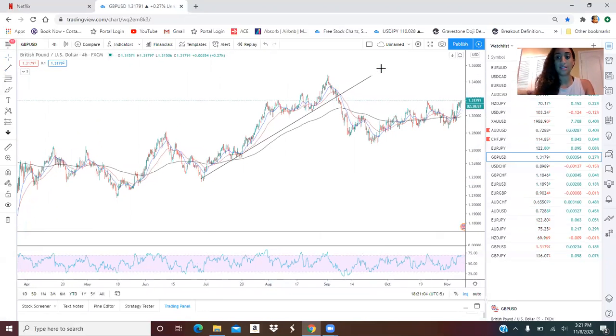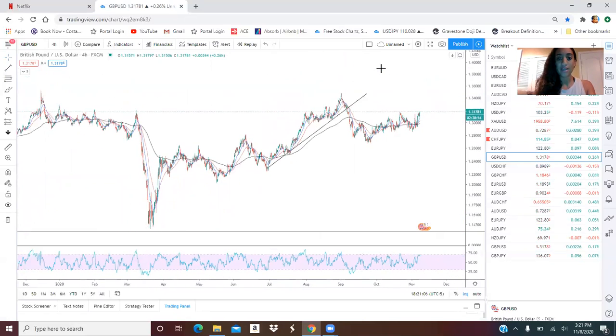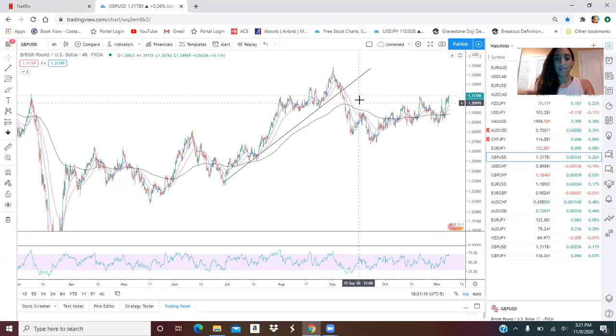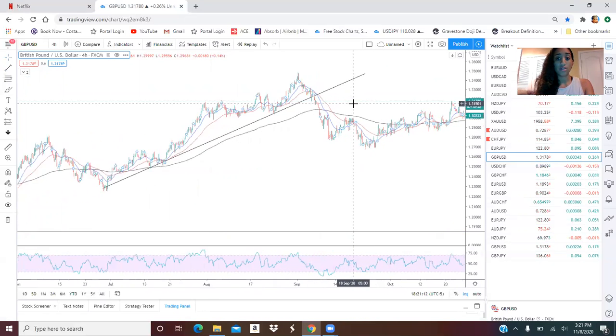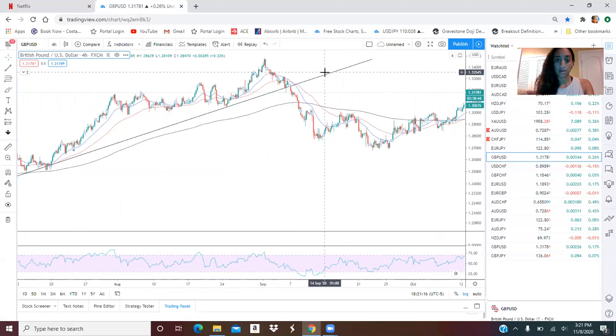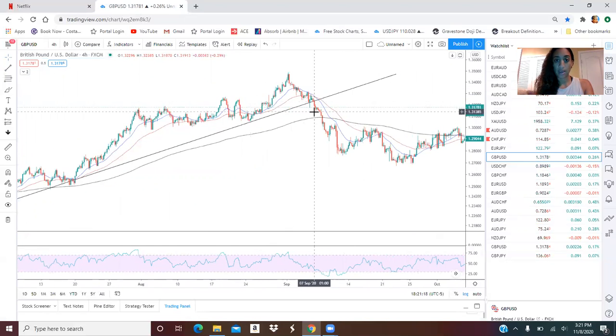So for instance, this is an uptrend that we have up here. It's pretty obvious. So how would I know that this uptrend is coming to an end? Well, as you can see, it broke the trend line, okay, and it failed to make higher highs. Instead, it's starting to make lower lows, okay?